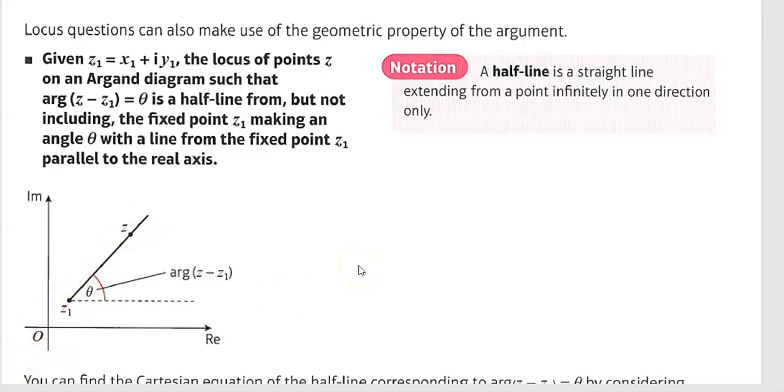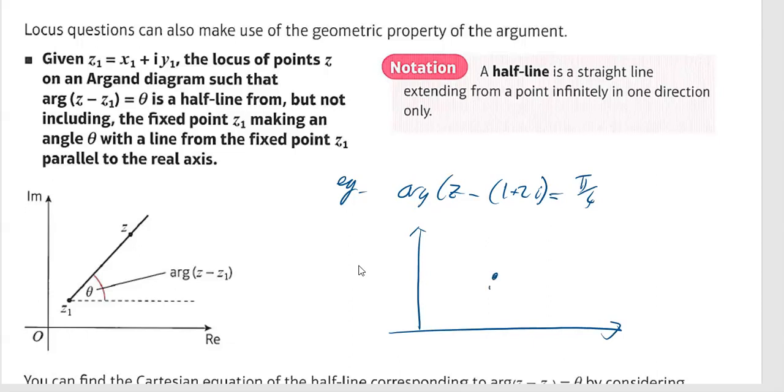So I'm just going to do a wee example of this. If you had the argument of z minus, and I'll put it in the form I like, 1 plus 2i, so if it's in that form, dead easy to see, is equal to pi over 4. So to do this, you just mark on your point, which is (1, 2), and then it's just that 45-degree line, or pi over 4, I should say, in radians, and that's it. So that's all you're looking for in this case.